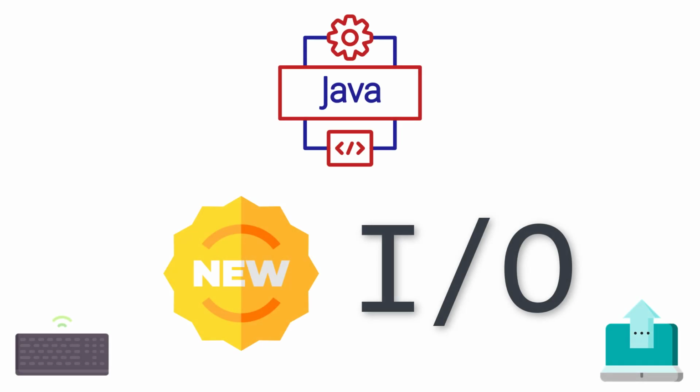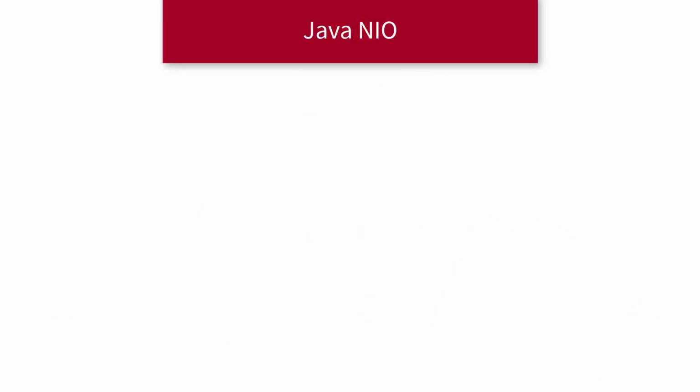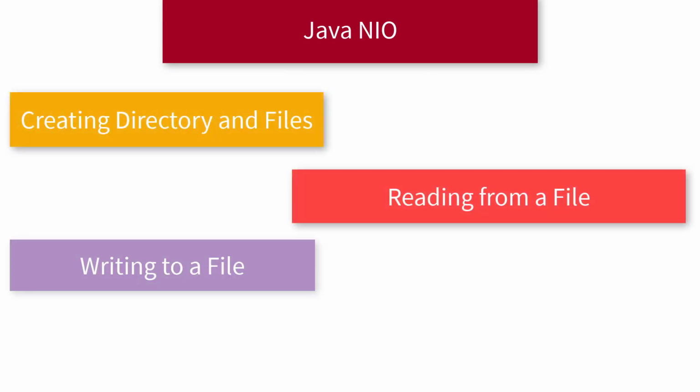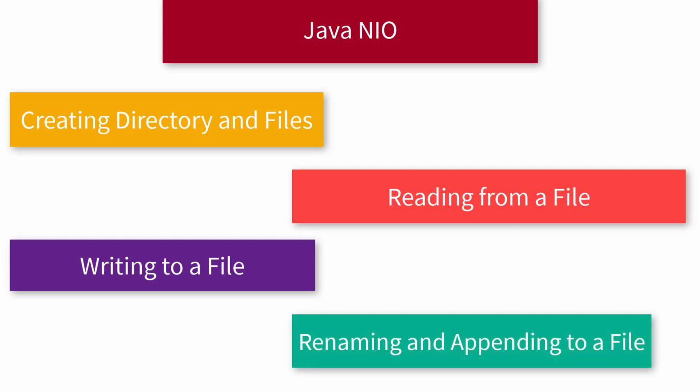Today we are going to talk in depth about java.nio. Now java.nio is actually the new java.io. I am going to cover the basic operations: how do you create a directory, how do you create a file, how do you read from a file, how do you write to a file, how do you rename, how do you append to a file.